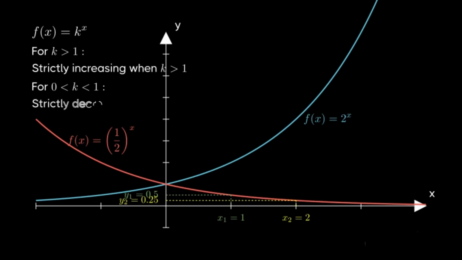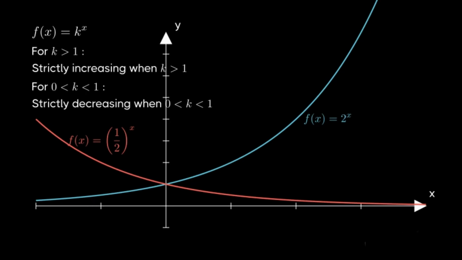Exponential functions with k between 0 and 1 are strictly decreasing. This means that as x increases, the function value always decreases. Mathematically, if x1 is less than x2, then k raised to the x1 power is greater than k raised to the x2 power, whenever k is between 0 and 1.